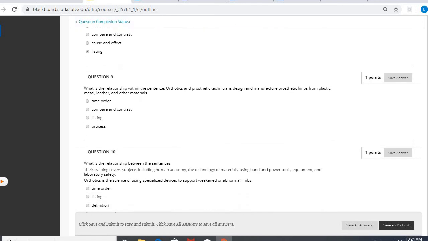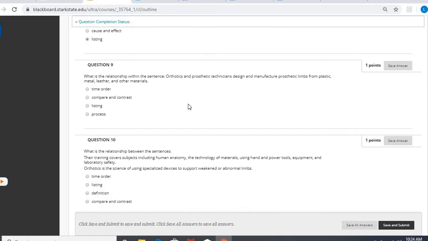Question number 9. What is the relationship within the sentence? Orthotics and prosthetic technicians design and manufacture prosthetic limbs from plastic, metal, leather, and other materials. Hopefully you can see again, they are listing here. Listing means just what it sounds like. They are literally listing items.